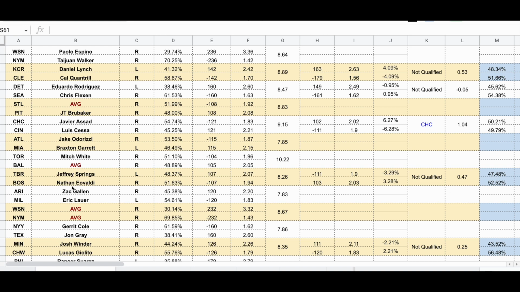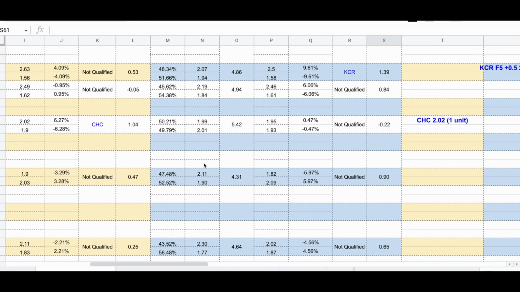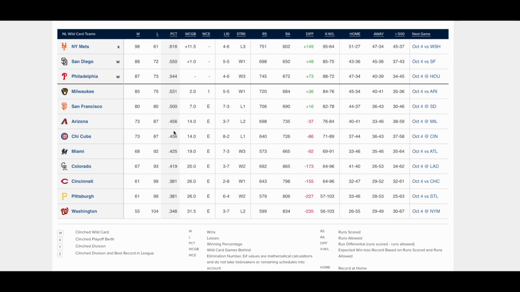Tampa Bay Rays against Boston. Jeffrey Springs, Eovaldi. Based on my projections, Boston should be a small favorite in this one. Bookmakers have them as a small underdog. I almost found a value with first 5 innings on Boston, but still not there to make a bet. Arizona, Milwaukee beat Arizona yesterday. They are still fighting.